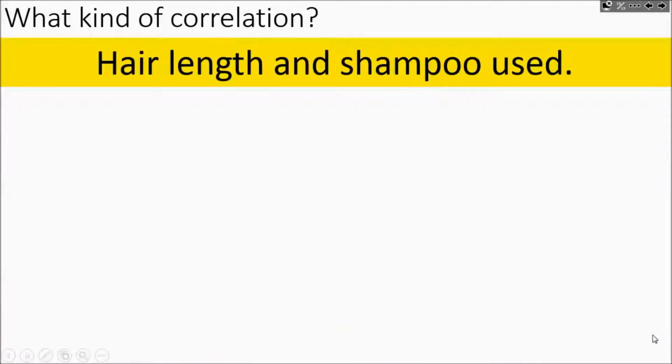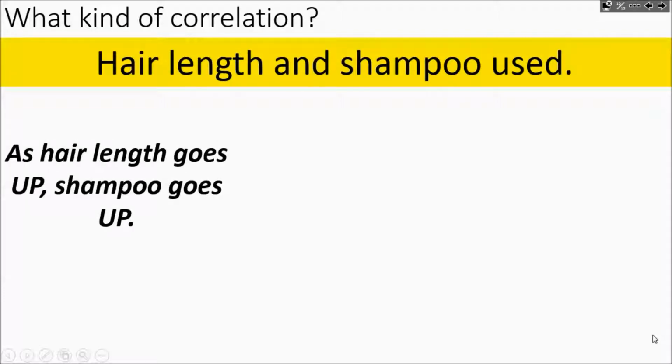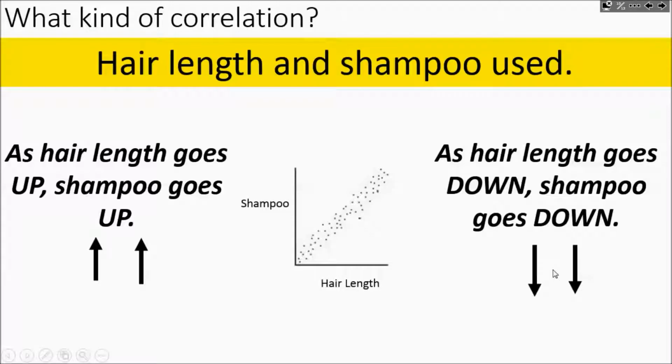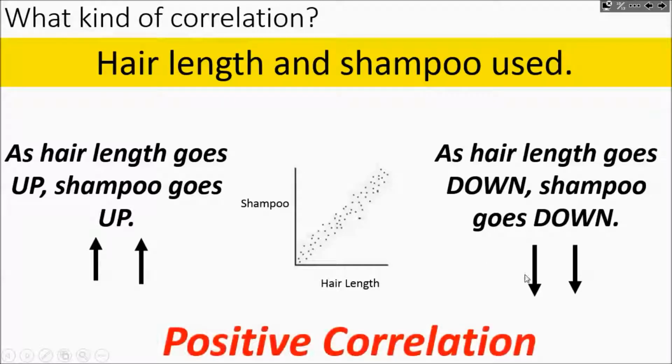Hair length and shampoo used. If your hair length goes up, you're going to hopefully use more shampoo. So your shampoo use goes up. They're going in the same direction. Now, if you don't have much hair, if you shave your head, you're not going to need much shampoo. So your shampoo usage goes down. They're going in the same direction, so it's a positive correlation. You don't have much hair, you don't use much shampoo. You have a lot of hair, you use a lot of shampoo. It's a positive correlation.